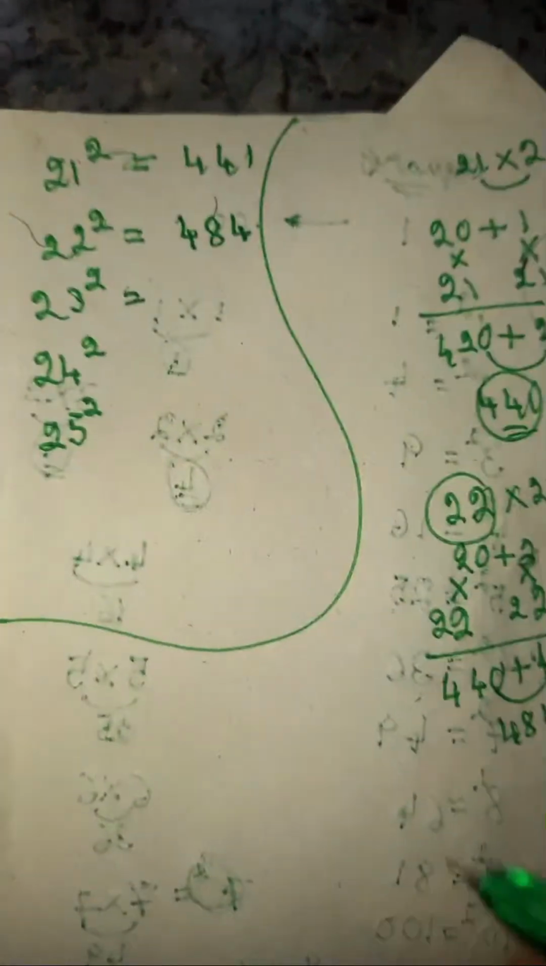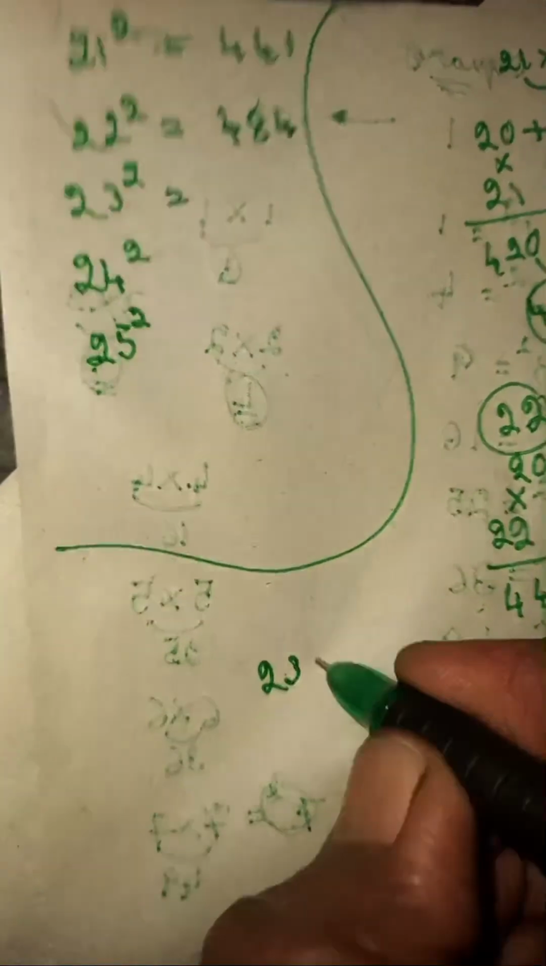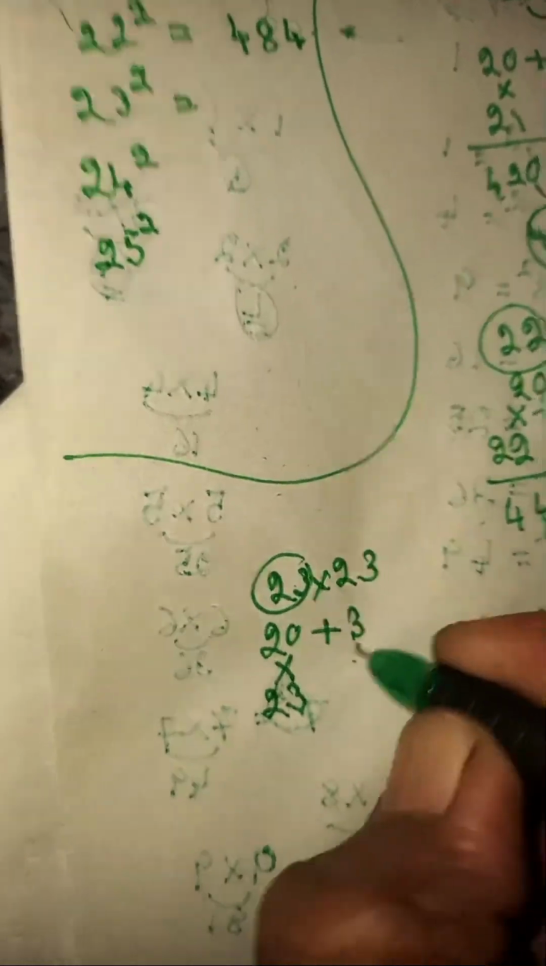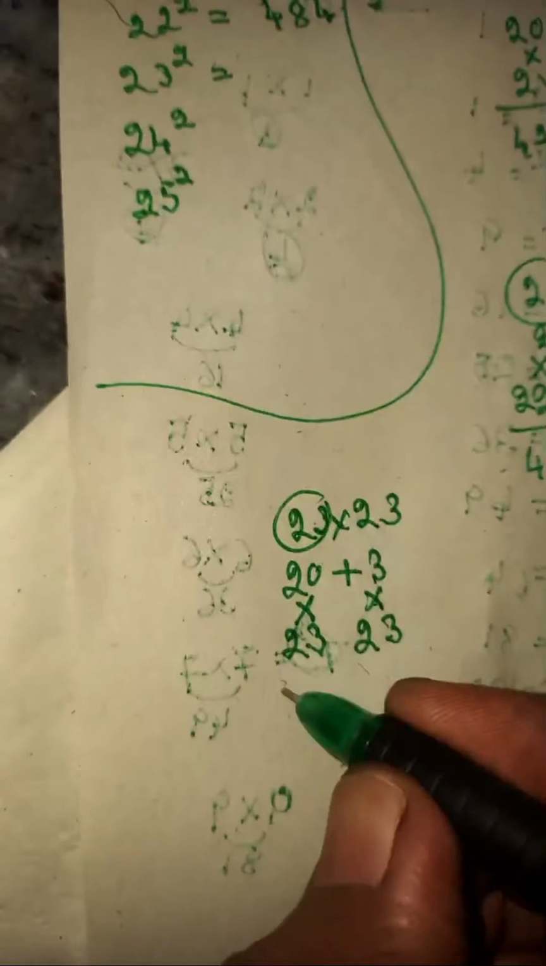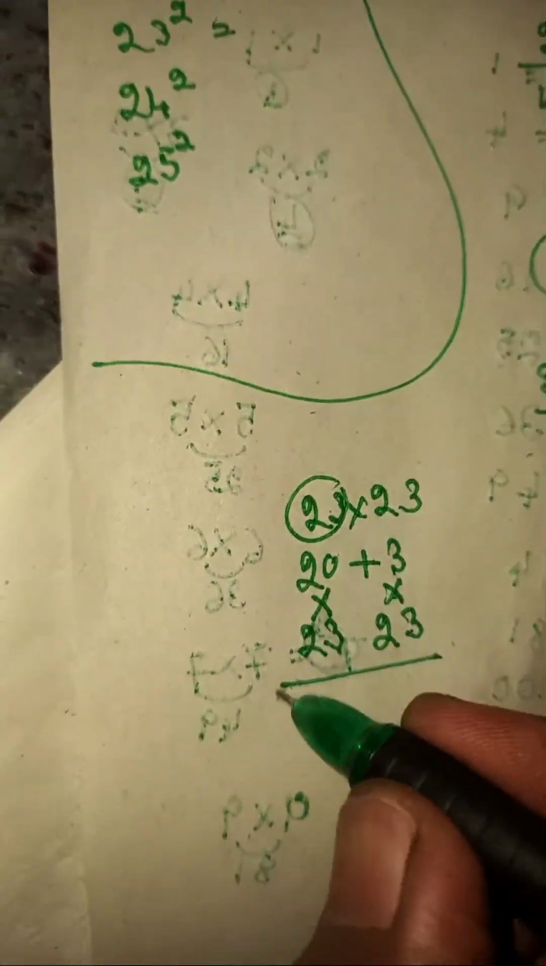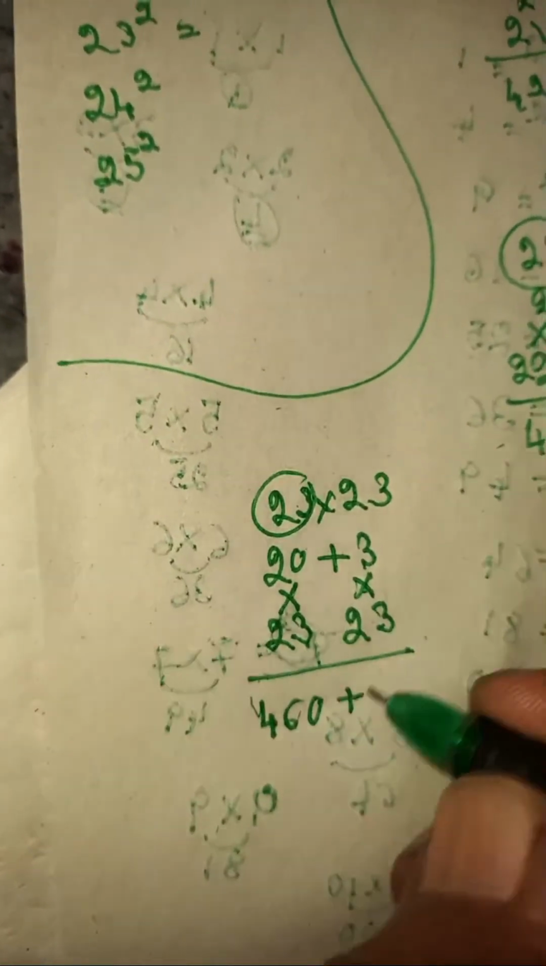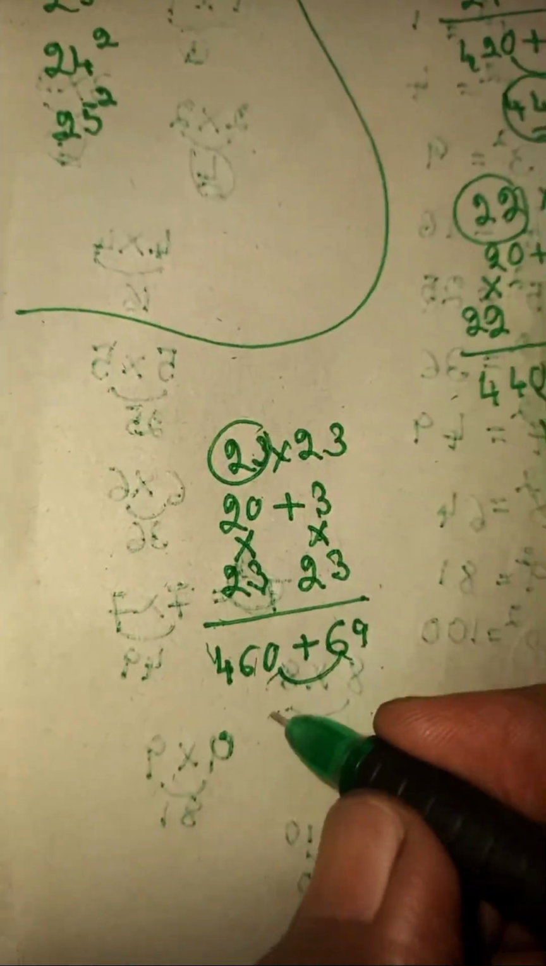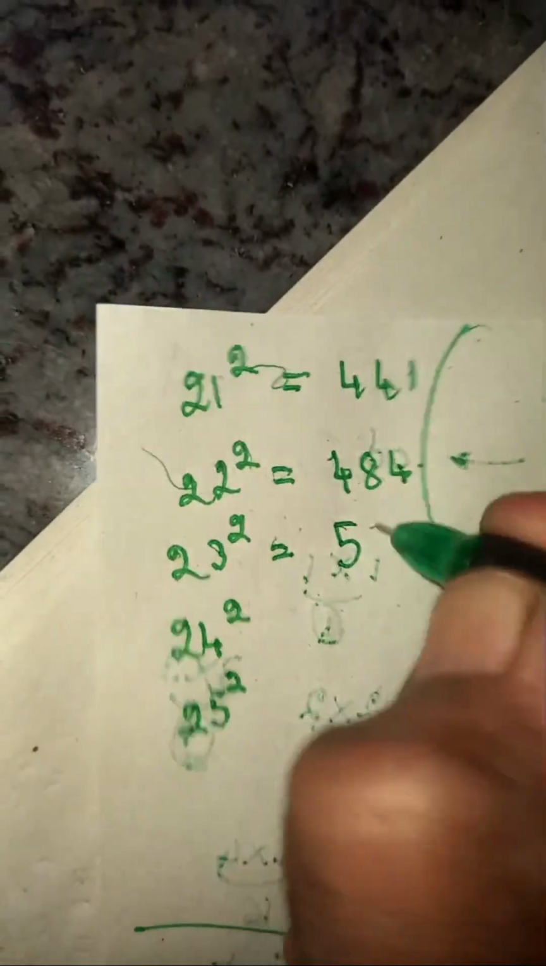And here 23 square is 23 times 23. You can split it as 20 plus 3. Here also you multiply 23, and here also you're going to multiply 23. 23 times 2 is 46, so it is 460. 23 times 3 is 69. When you add it, you're going to get 529. This is equal to 529.